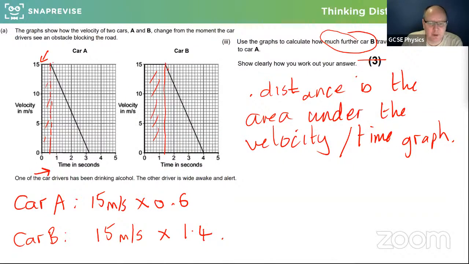And so moving on from there, if we look at the actual difference in the distances, we can see that when we multiply 15 by 0.6 and 15 by 1.4, the difference in the distances between the two is going to be 12 meters. So car B travels 12 meters further. The stopping distance is reduced for car A because they are reacting faster and have a shorter thinking distance.